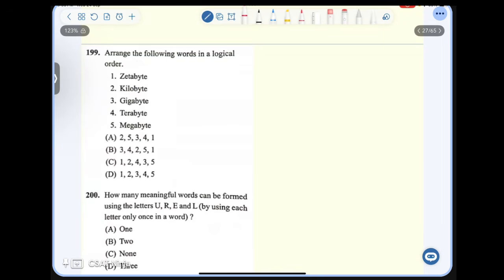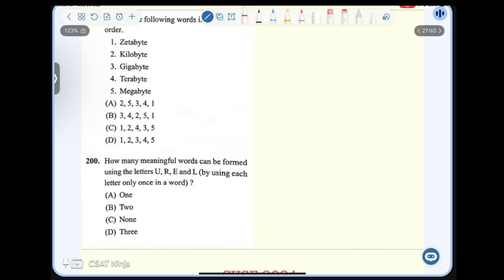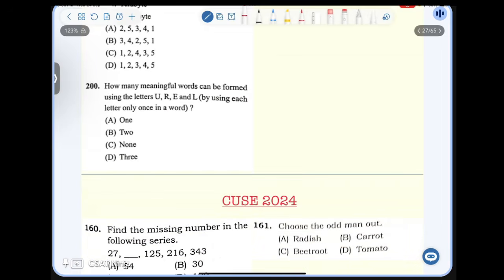Next. It's a word arrangement only. So I'll just leave this one for you. And even this one, word formation. Word formation we have U R E L.